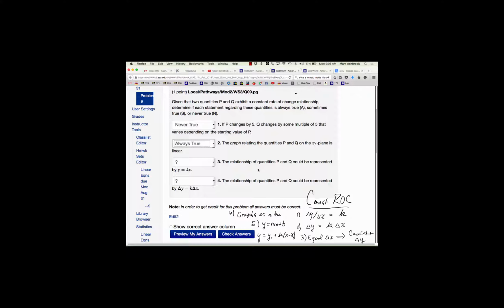The relationship of P and Q could be represented by y equals kx. Sometimes, when? If what? So we could represent it as y equals kx if what was true? If b was 0, right? If b was 0, then we'd have that. So that's sometimes true, when b is 0. If b is not 0, then you can't do this. You'd have to have plus b. The relationship of quantities P and Q could be represented by this. That's constant rate of change, always.